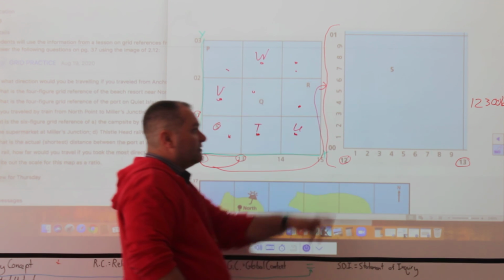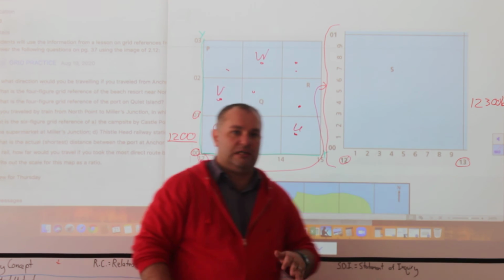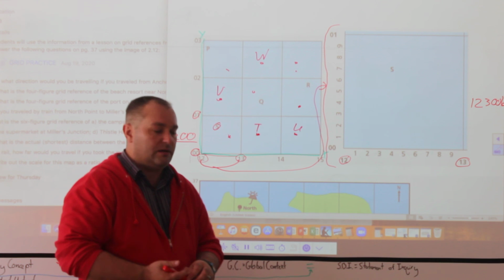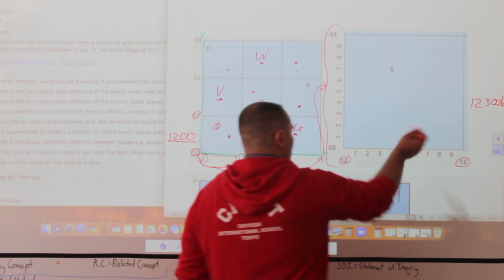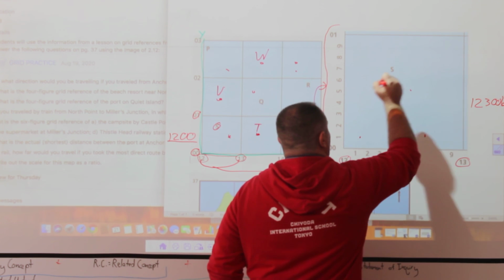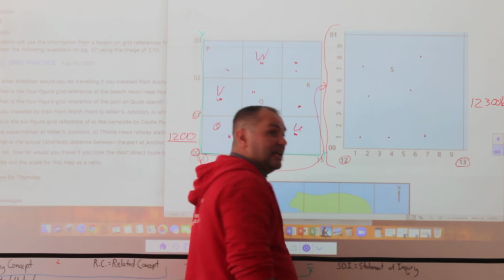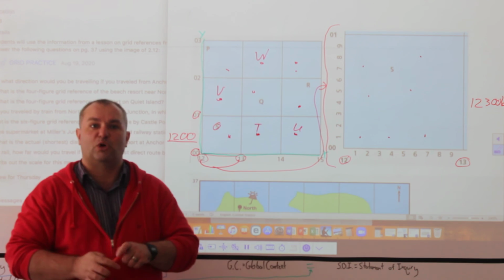For the 6-figure grid, I found it's a little bit more challenging, so you're going to have to do more practices. Okay? For this, again, don't hesitate. Add dots. Add letters. More practice, more practice.